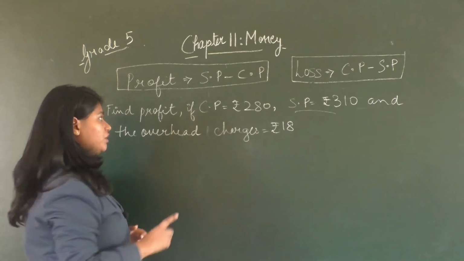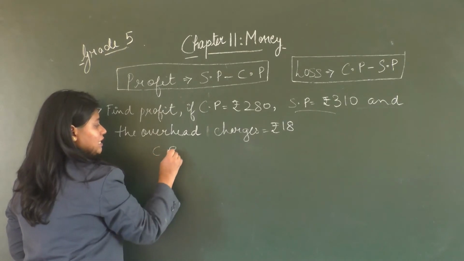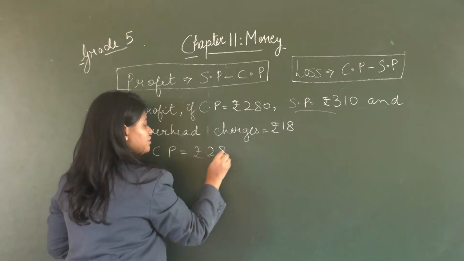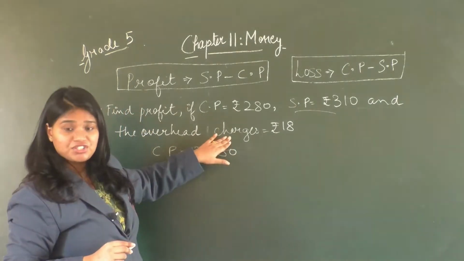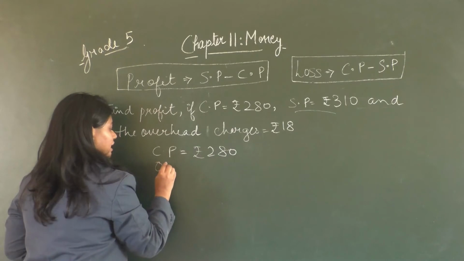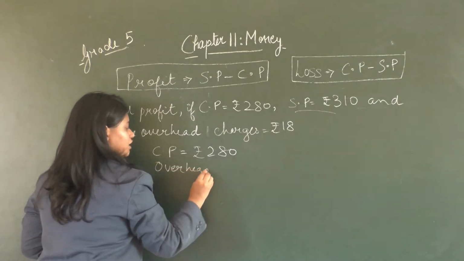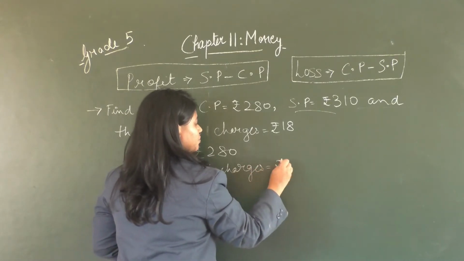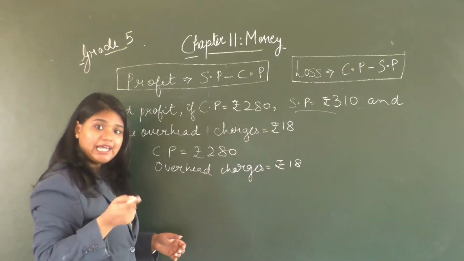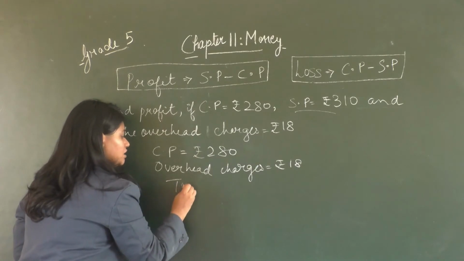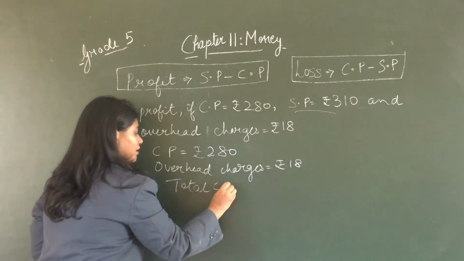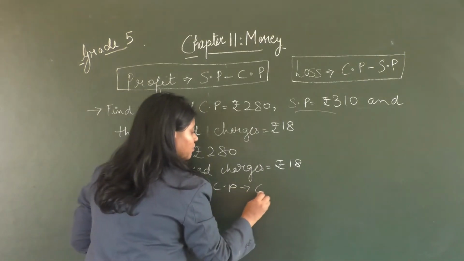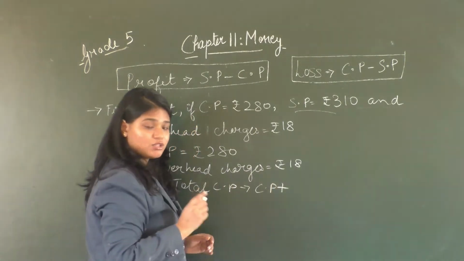Now how will you solve it? First you will mention CP is equal to rupees 280. It is given in the question. The overhead charges, that is rupees 18. So you will write it as overhead charges is equal to rupees 18. Now you will calculate the total CP. Now what is the formula for total CP? Yes, it is CP plus the overhead charges. So we will write CP plus overhead charges.